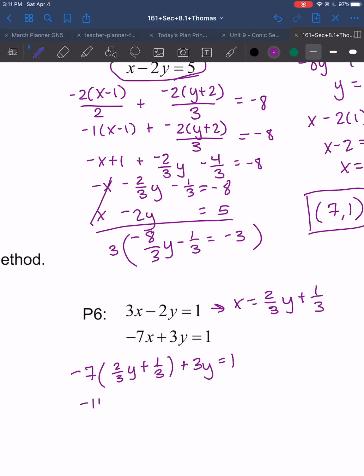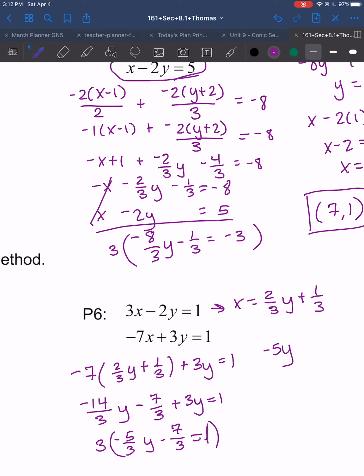And then I get -14 thirds y minus 7 thirds plus 3y equals 1. And then I'm going to combine my y's, so I get -5 thirds y minus 7 thirds equals 1. And if you want, you can multiply everything by 3. So that gives me -5y minus 7 equals 3.